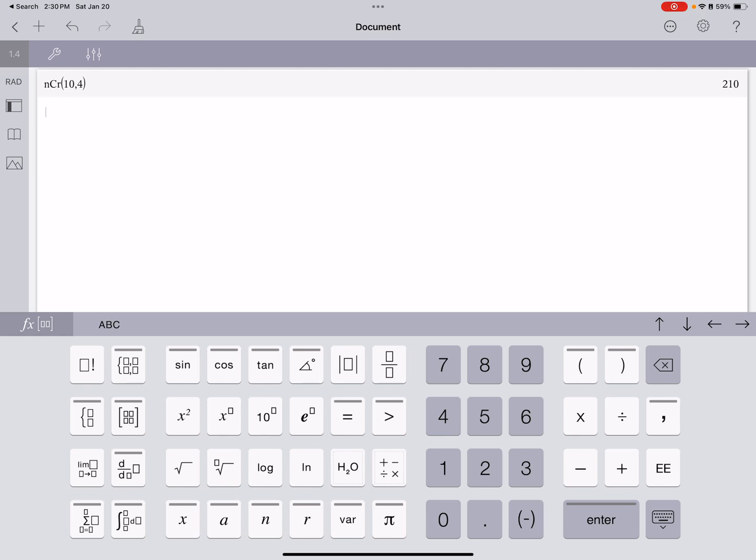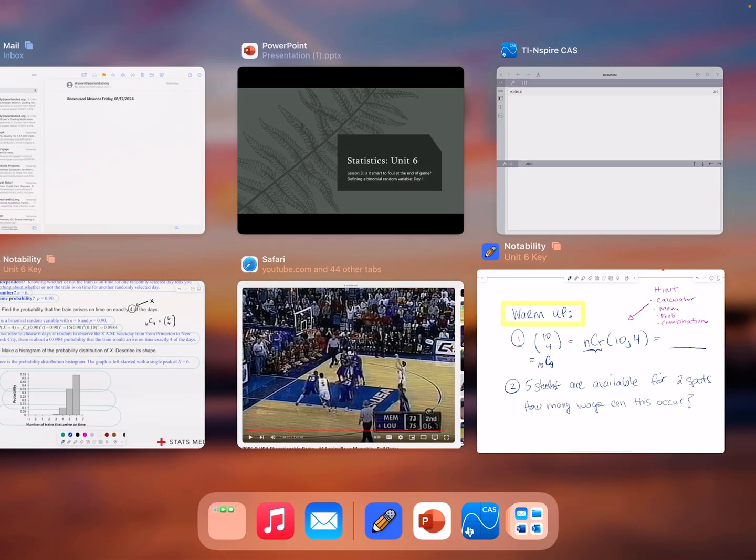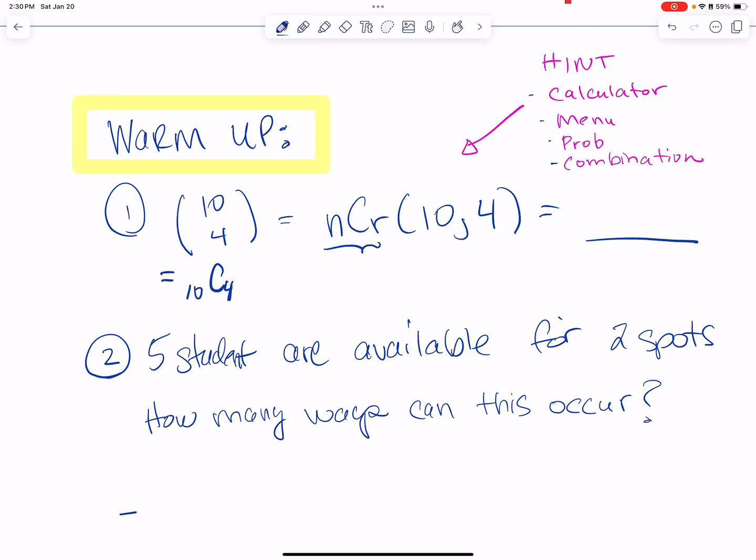What 210 represents is that I have 210 ways that I could have, let's say, 10 people to choose from, but I've got 4 spots that I can choose, and that's it. So I have 1, 2, 3, 4 spots, right? And here I have 1, 2, 3, 4, 5, 6, 7, 8, 9, 10 people that are wanting one of those 4 spots. And there are 210 ways that I can choose these people.